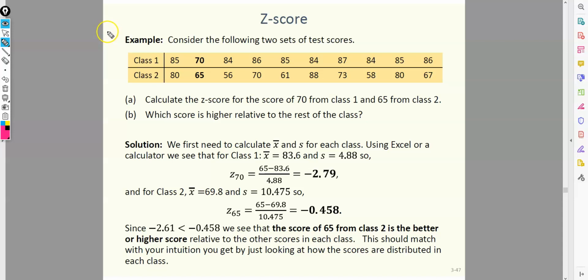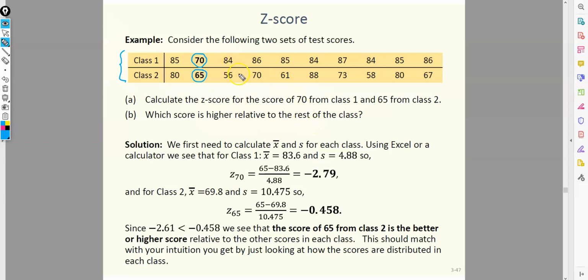We're now going to take a look at a few examples involving z-scores. In this example, we're given two sets of test scores from two different classes. What we want to do is calculate the z-score for the score of 70 from class 1, that's this score here, and the z-score for the score of 65 from class 2. And then we want to determine which score is higher relative to the rest of the class.